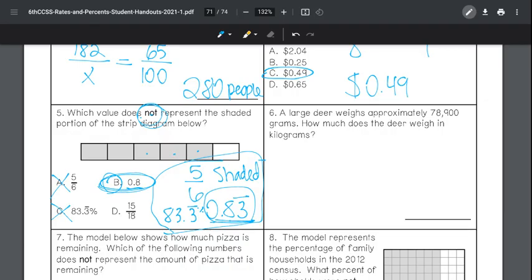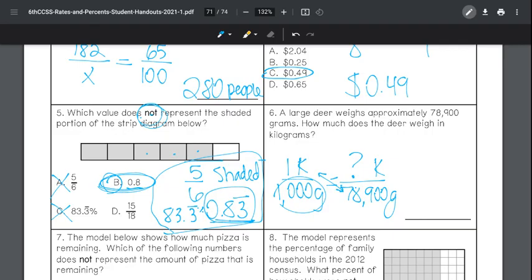Number 6, a large deer weighs approximately 78,900 grams. How much does the deer weigh in kilograms? If you have 1 kilogram, you have 1,000 grams. So if I have 78,900 grams, how many kilograms is that? Cross multiply and divide. 78,900 divided by 1,000, and you get 78.9 kilograms.